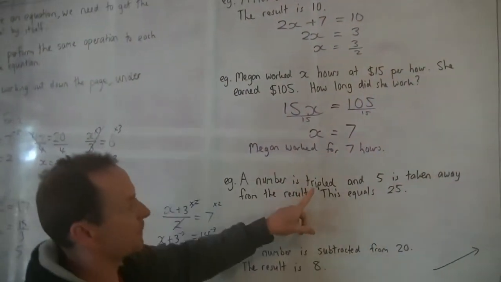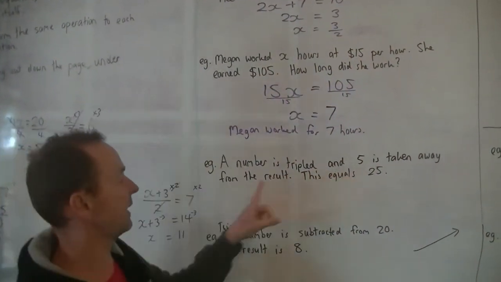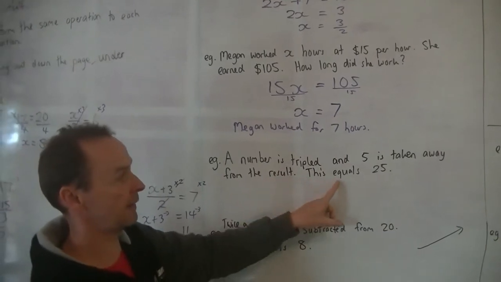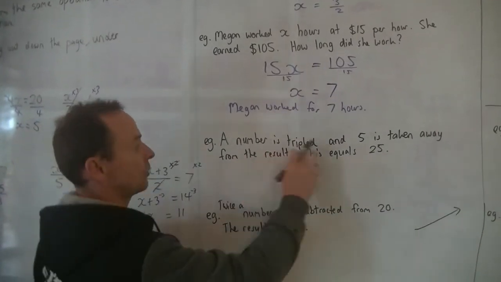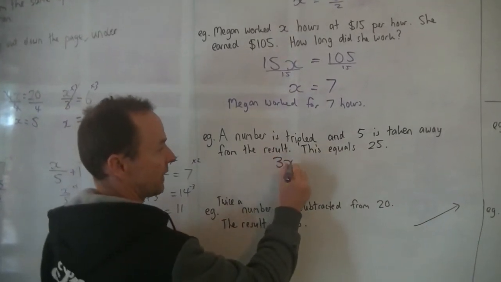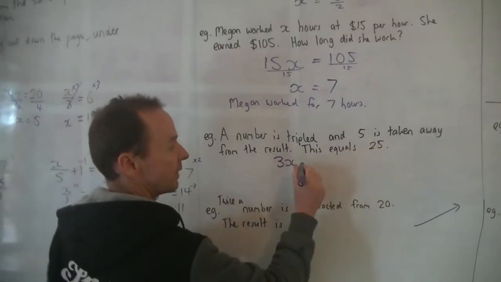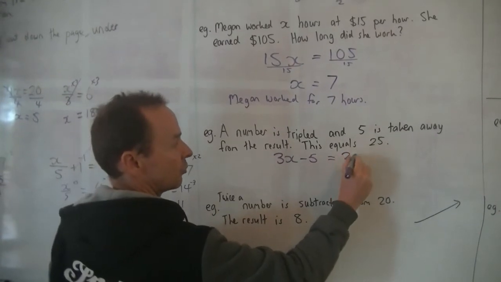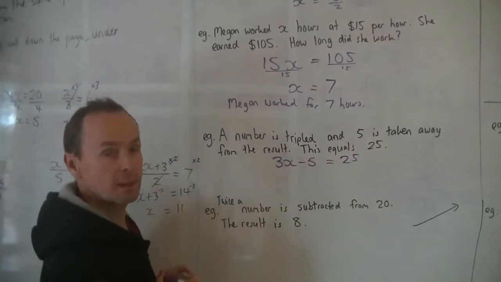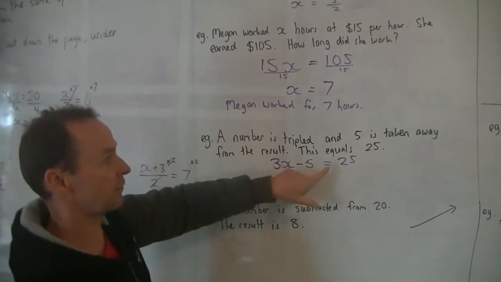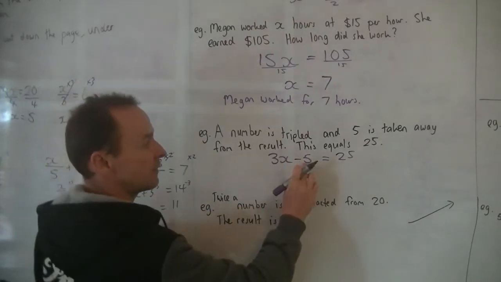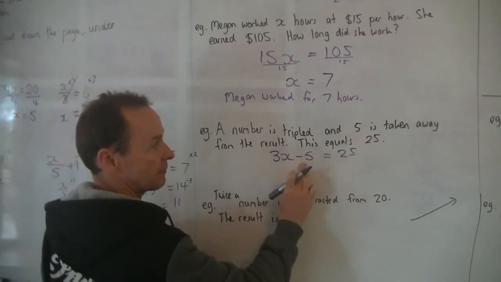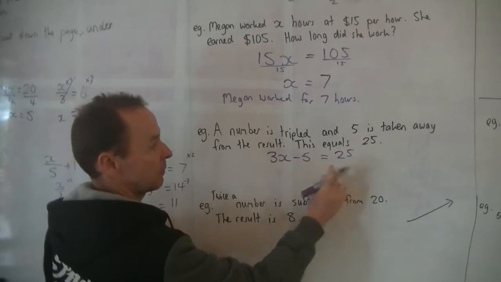A number is tripled and 5 is taken away from the result, and then that equals 25. So a number is tripled, so we've got 3x, and 5 is taken away, so minus 5, and then that result is 25. Does everyone understand that? 3x minus 5 is equal to 25. So now, this time, how do you get rid of minus 5? You plus 5 to both sides.